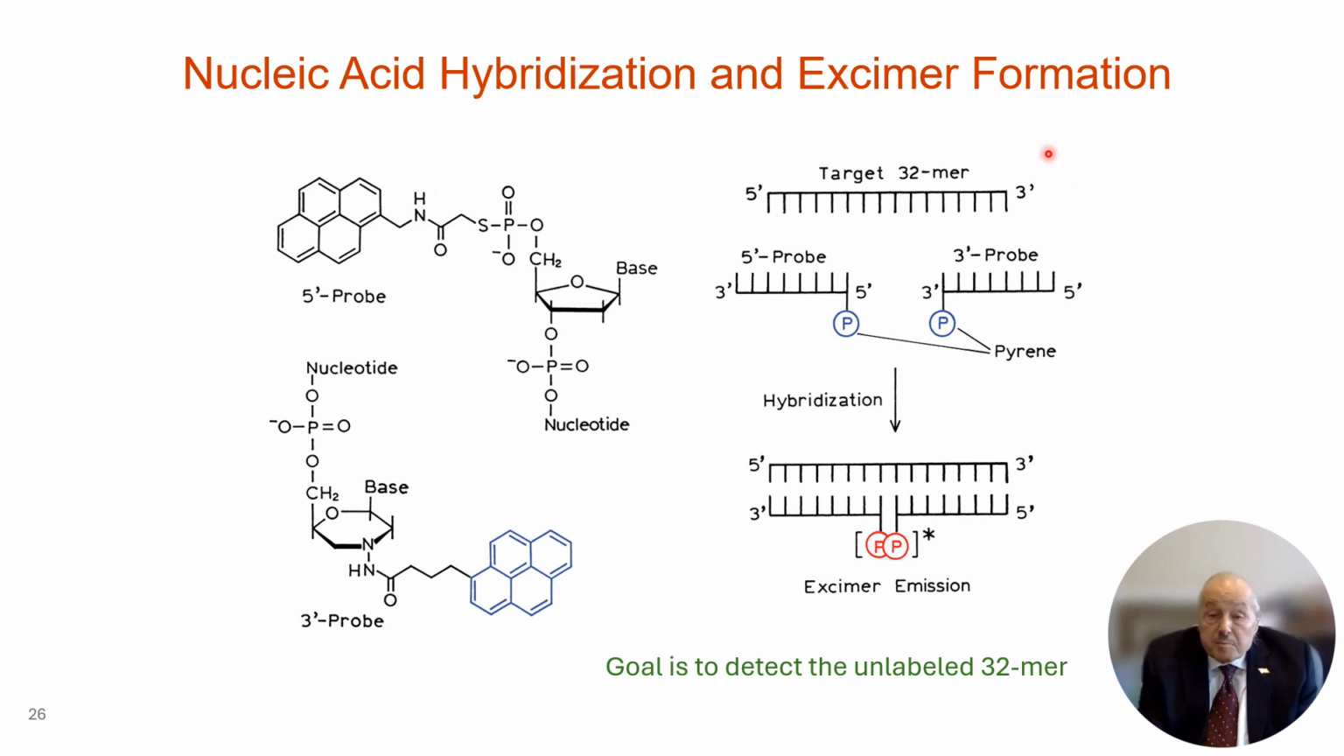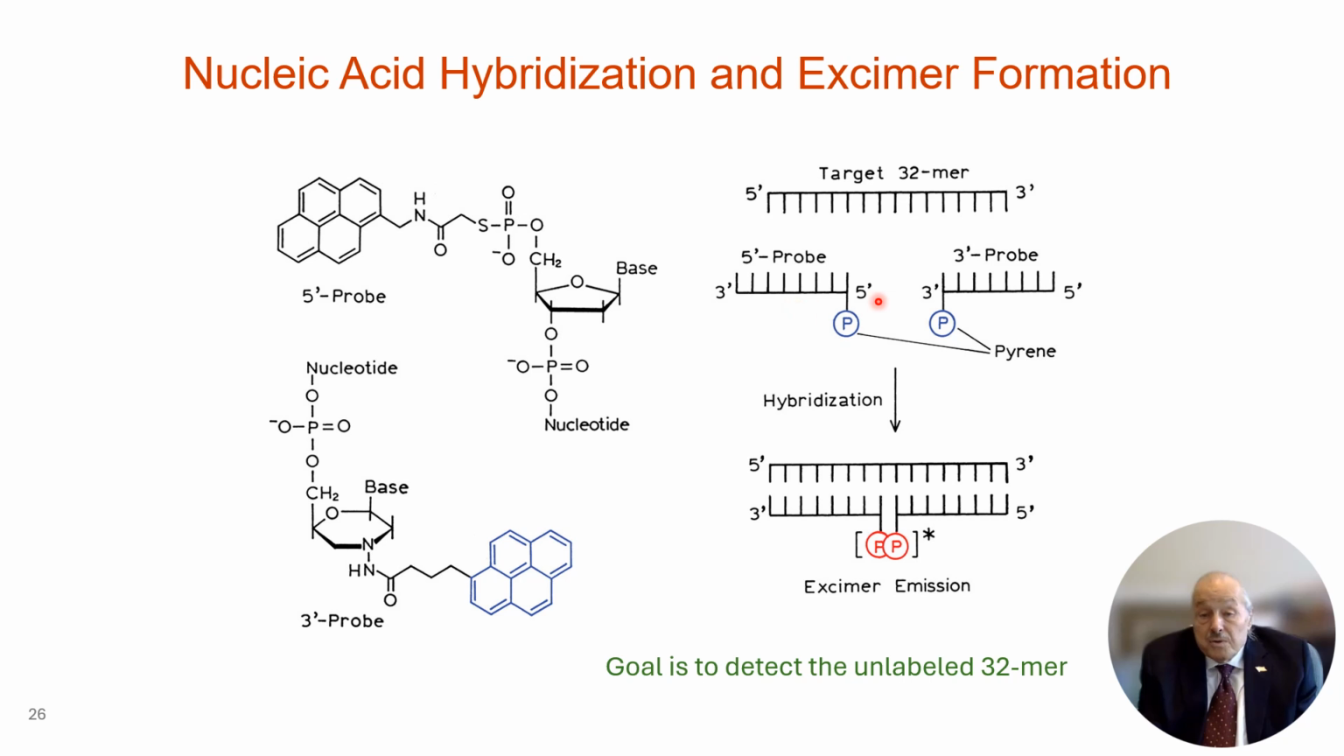The goal of this experiment is to detect this unlabeled target 32 nucleotides long. The way it was detected was that probes were made for each half of the target. I shouldn't call it a tumor because it sounds like the biological tumor, but I don't mean that, so I'll just call it an oligomer. It was reasoned that if this oligomer were present, the probes would bind closely together and form an excimer.